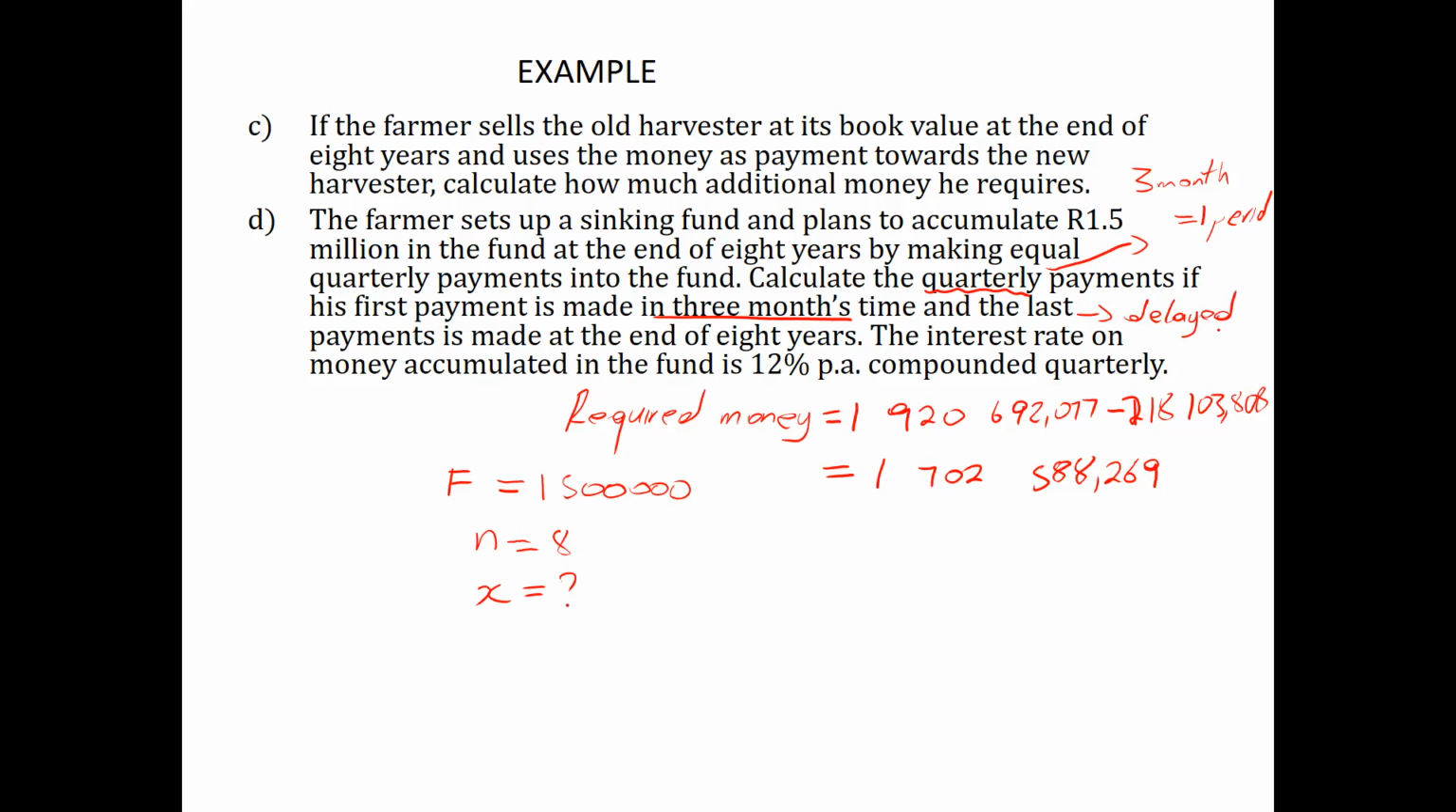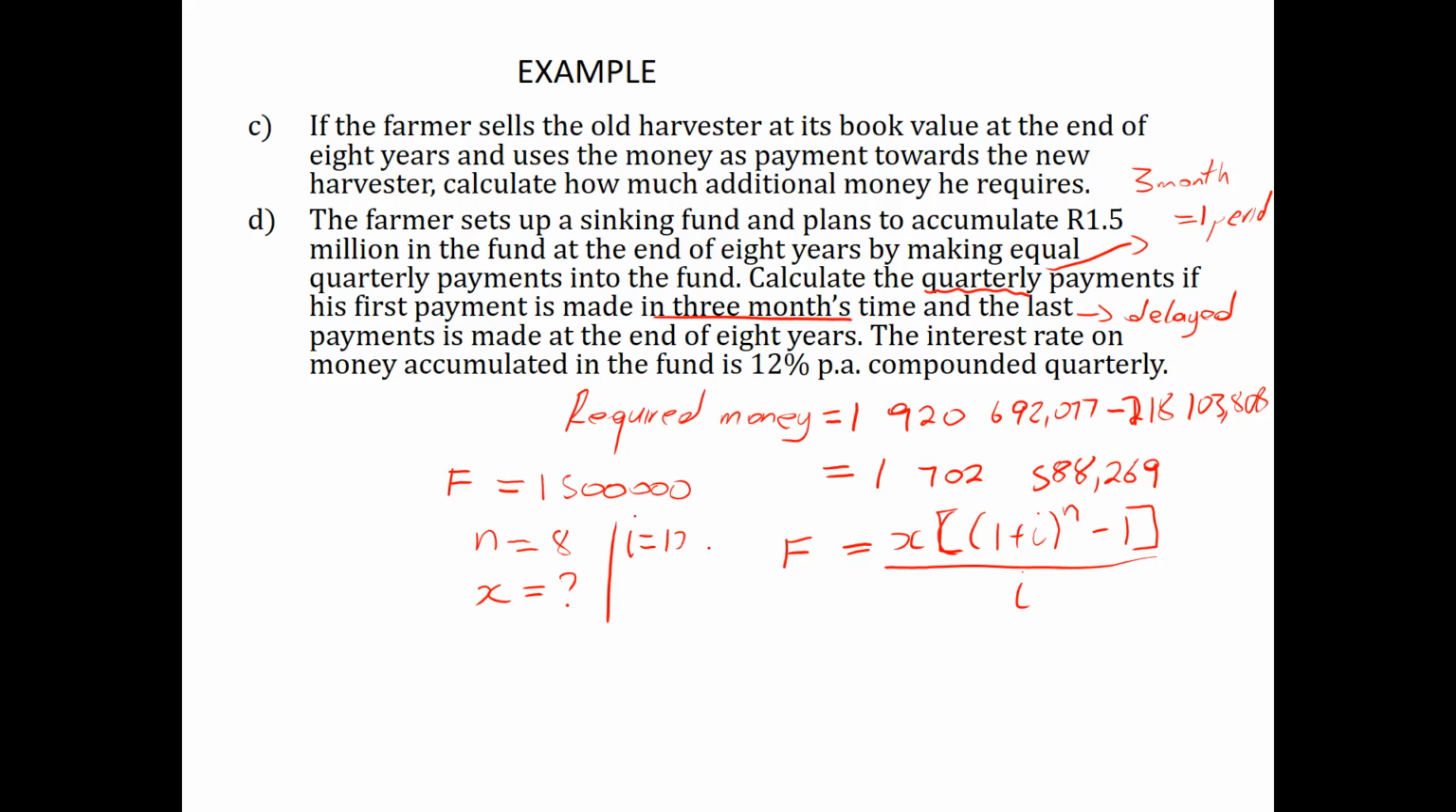When the payments are delayed, this is the formula that you have to use. F is equal to X times open brackets, 1 plus i to the exponent of n minus 1, and then you divide this by i. Note that if payments are delayed, it means that they will be made at the end of every 3 months until you are done. They gave us i, and they said i is equal to 12%.